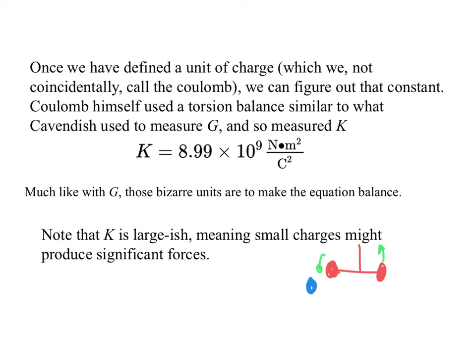And those are bizarre units, just like in the law of universal gravitation, where G has bizarre units of newton meter squared per kilogram squared. The reason in both cases is just to make the equation balanced, to make sure that it yields the force law. It's what converts our unit of charge into a unit of force. You should note that K is large-ish. It's not crazy large, but that means small charges can produce significant forces. This is the opposite of the gravitational case, where the gravitational constant was so tiny that you need astronomical masses to produce human-scale forces. Here, K is large enough that you can use relatively small charges to produce human-scale forces.